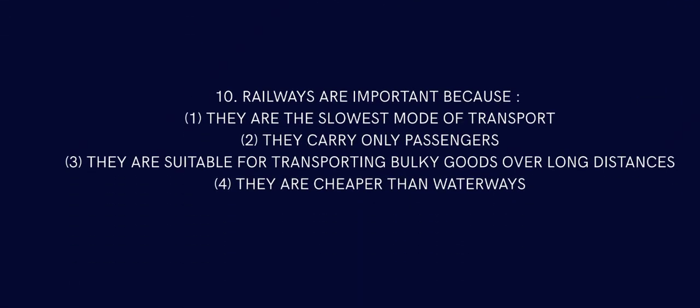Question number 10. Railways are important because they are the slowest mode of transport. Nope, they are not the slowest, but that is irrelevant here. They carry only passengers, that is also false, because they also carry lots of goods. They are suitable for transporting bulky goods over long distance. That is the correct one.